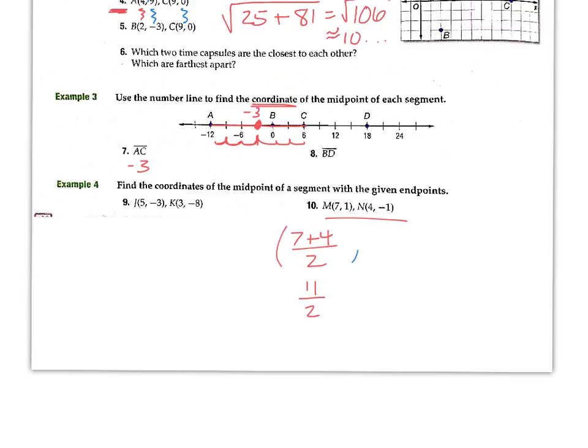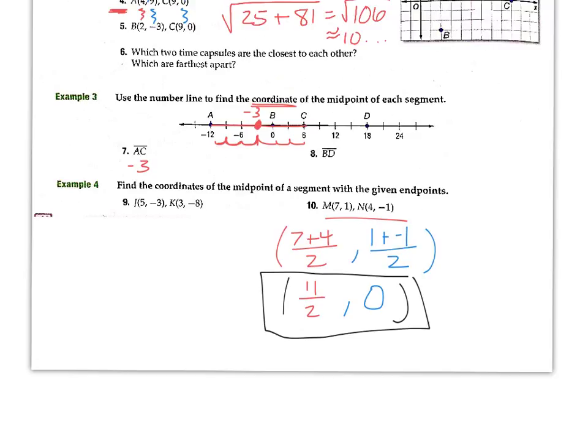Now I'm going to do the y value in blue. So 1 plus -1 divided by 2. If I do that, that's 0 divided by 2, which is 0. So the coordinate of the midpoint becomes this right here. Now again, you could change that 11 over 2 to a decimal if you wanted to.